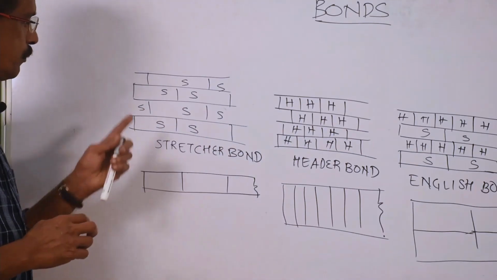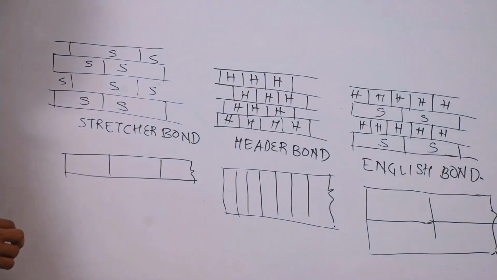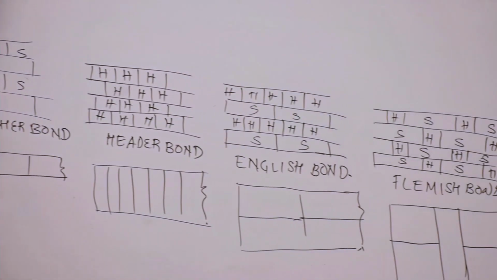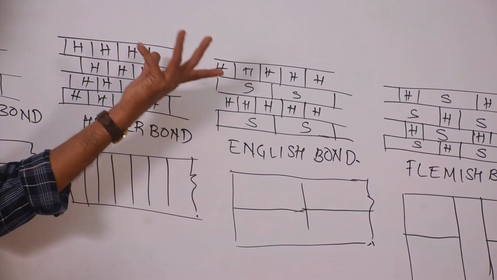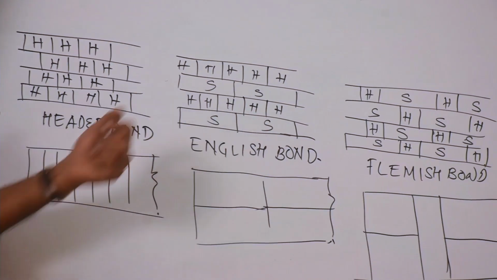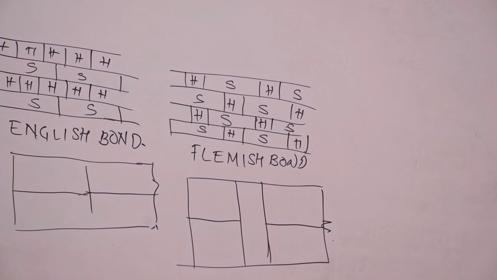Structure bond, where you will be able to see the structure face of the brick. In header bond, you will be able to see the header side of the brick. And English bond, first layer full of structure. First layer can be header also. If that is the case, second layer will be structure. That's all. And Flemish bond, in all the layers you will be able to see structure as well as header.